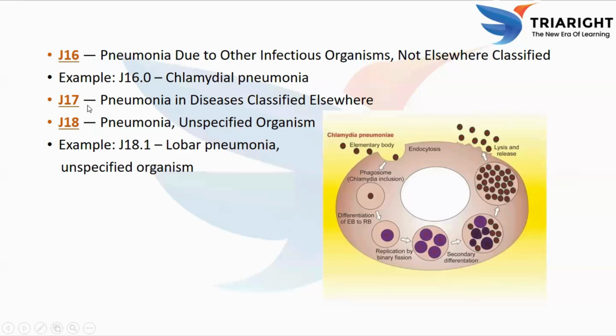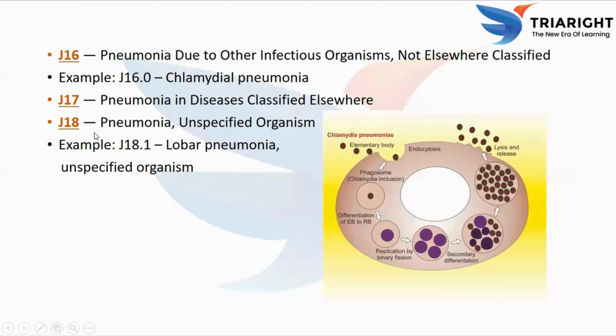So coming to the J17 code, pneumonia in diseases classified elsewhere. This is used when pneumonia is a complication of another disease, but not pneumonia as a primary infection. For example, when pneumonia develops due to measles virus, you have to use this code J17. When pneumonia develops due to tuberculosis, you have to assign code J17. So in this coding, what happens? This pneumonia is used as a secondary diagnosis because it is caused by another disease, right? So the underlying disease should be coded as the primary diagnosis, and this pneumonia is coded as the secondary diagnosis. You got it, right?